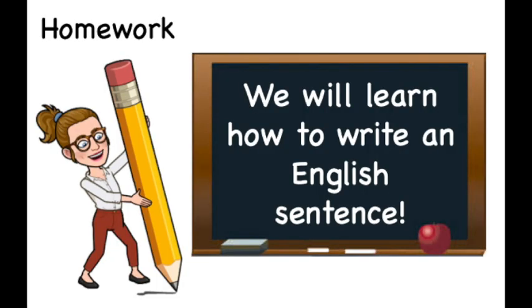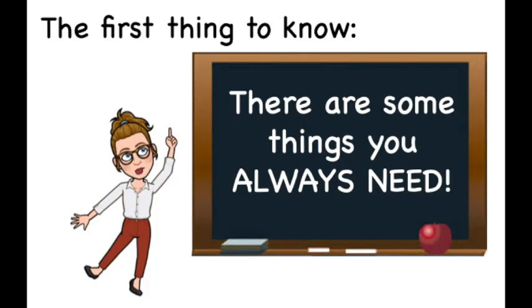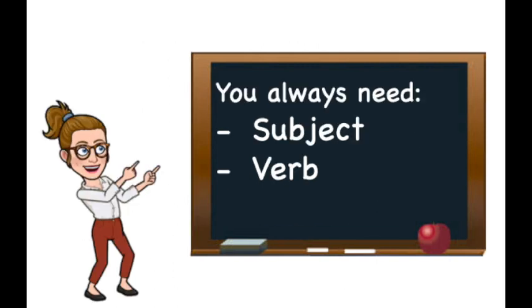Tonight we are going to watch a video about how to write a sentence. So let's get started. The first thing you need to know about writing an English sentence is that there are some things you always need. So you always need a subject and you always need a verb. We're going to learn what those things are today.